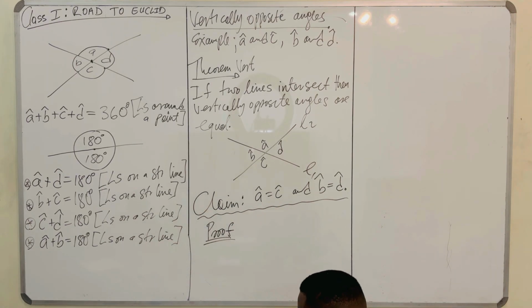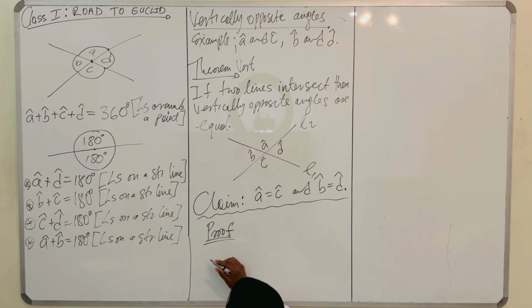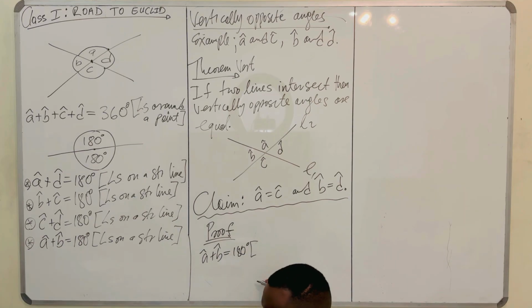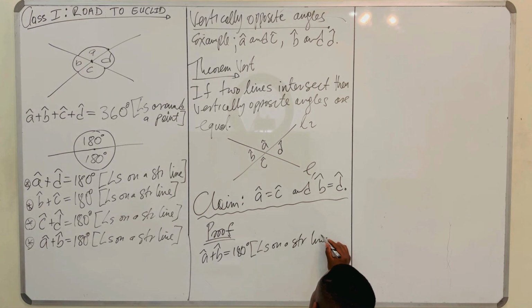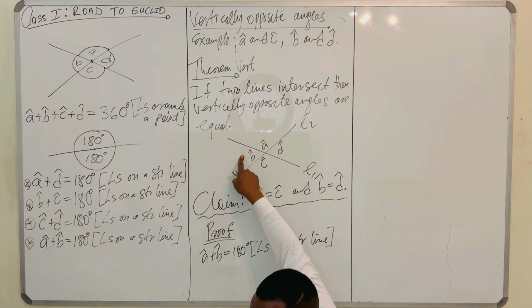So if I add A and B, if I say A plus B, what do I get? It's 180 degrees. Why is that? These are angles on a straight line. Are you guys happy? I added A and B. Are you guys with me?